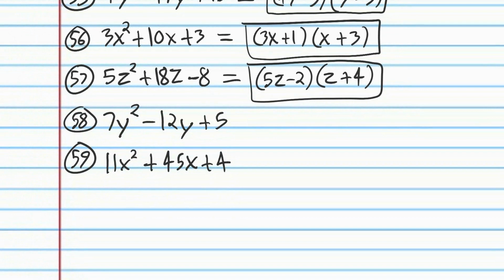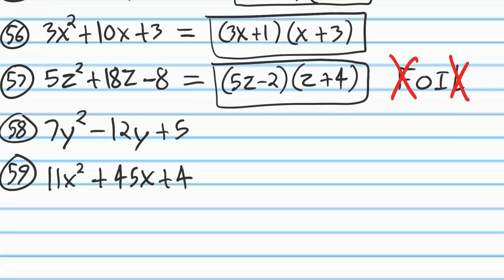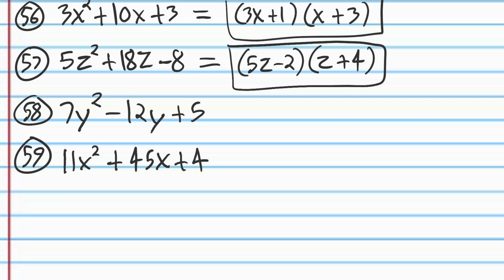So at this point, you're probably starting to realize that when you check these, you don't have to use the F and the L of FOIL. You don't have to use that part because you know it's going to work based on the way that you set it up. So all you really have to check is O and I of FOIL. So try 58, and when you come back, we'll do it together.